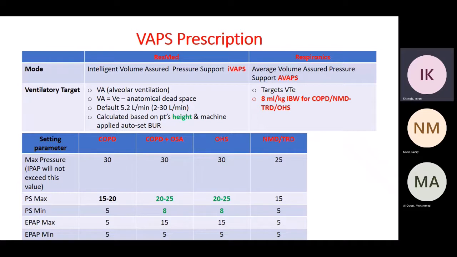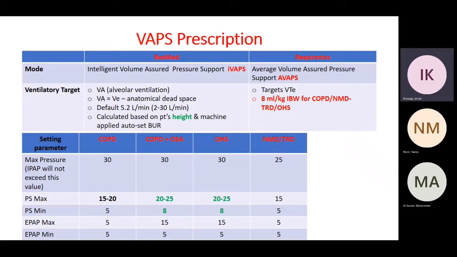Okay, so what that means is the machine is set to not let the IPAP go beyond this. Okay, so you have to keep in mind that this is a pressure that you dial on the machine, but the machine will not let the IPAP go beyond this. So what you need to write in your prescription is your pressure support maximum and your pressure support minimum. And the pressure support, as you know, is the difference between the EPAP and the IPAP.